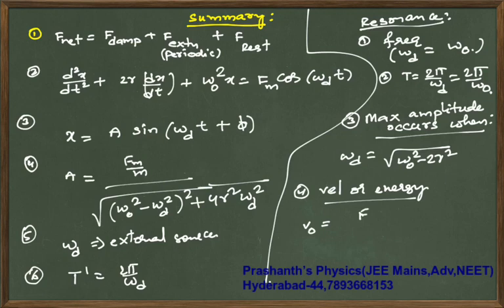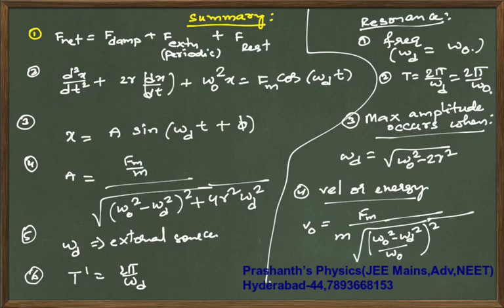So your velocity is Fm by m times under root in the denominator, omega naught square minus omega d square whole square plus 4 gamma square omega d square. And this will be maximum when omega naught is equal to omega d. So this is your summary. So your entire damped SHM is on this screen that you have.